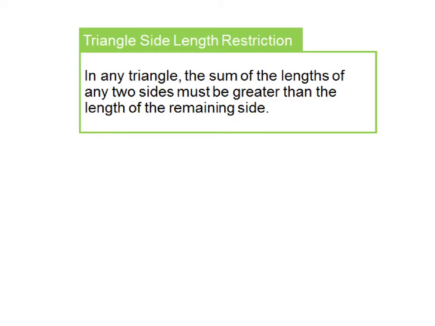One of the things that's important to understand about triangles is that there's what's called the triangle side length restriction, meaning that when you add together the lengths of any two sides of a triangle, that answer has to be greater than the third side.